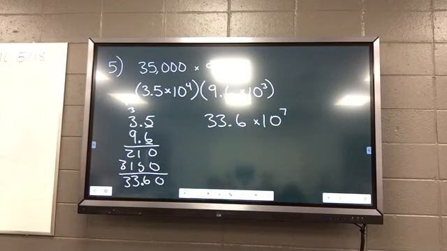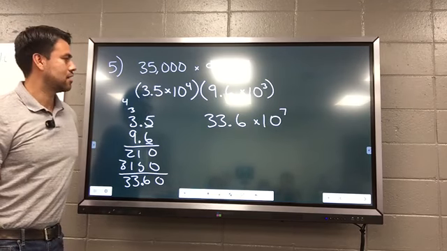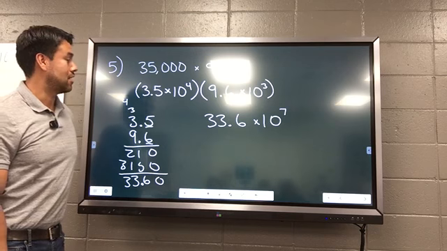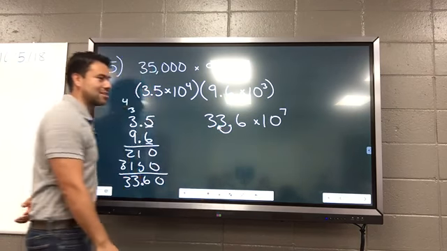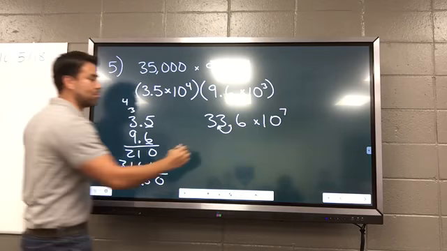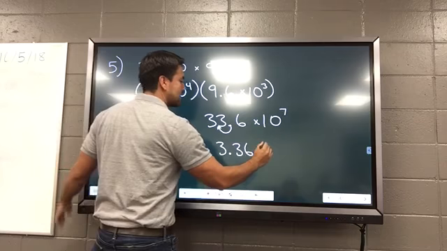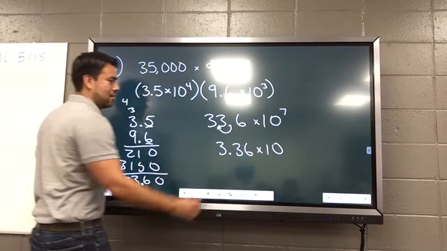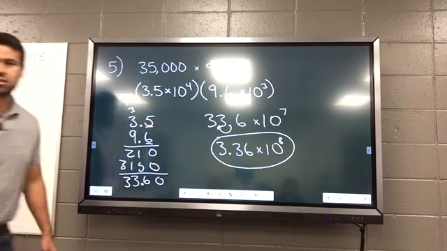Eva, what's my answer? Oh wait, I have it up here. I'm so sorry. 33 is not in between 1 and 10. Gotcha. All right. Picky, but that's okay. All right, Sam, I moved it once to the left, so it became 3.36. Oh, yeah, that is between 1 and 10. Times 10 to what power? 8th power. That is proper scientific notation.